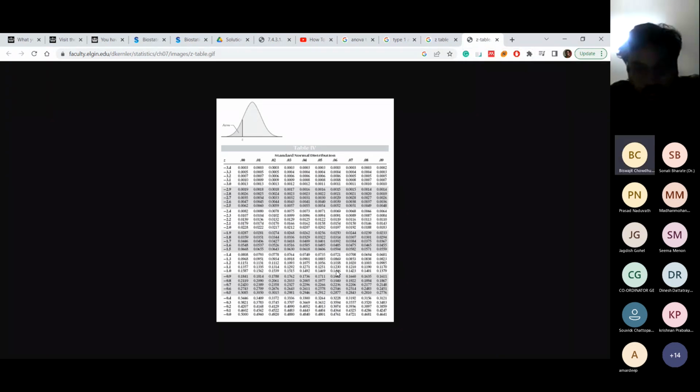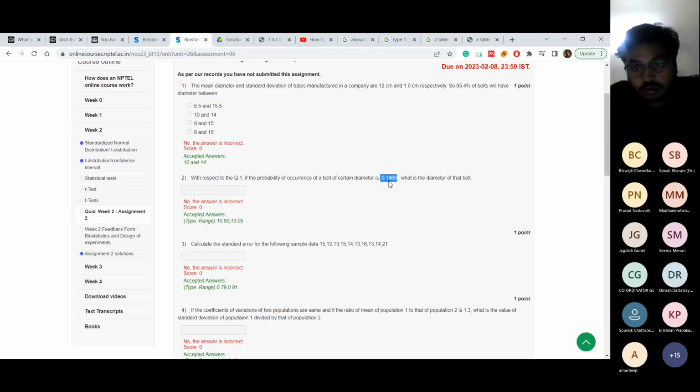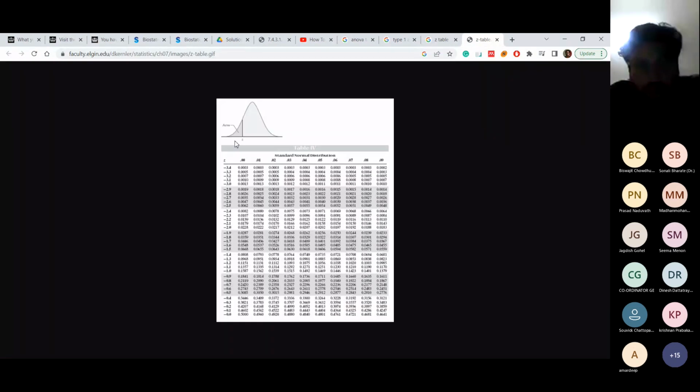So the probability is 0.14. How can we use this? So this is the p-value. In the question, we are given a p-value, 0.1469. In the table, everything here is a p-value. If we take the 0.05 confidence interval, we'll see which p-value is given. Then we can get the corresponding z-value from here. Okay, sir.